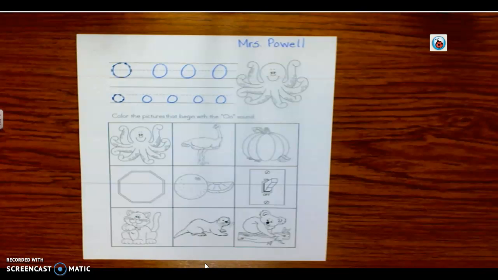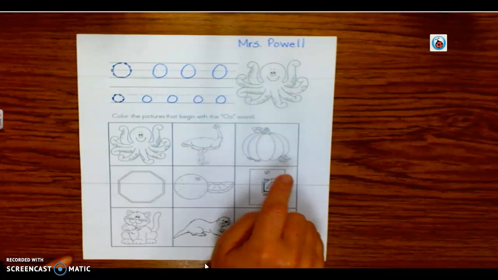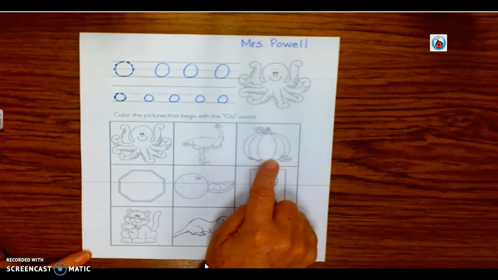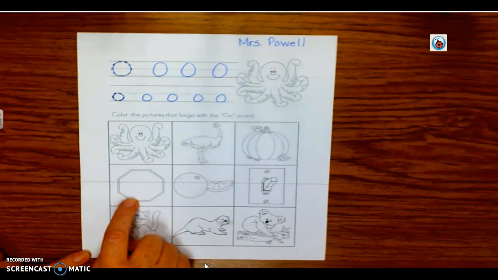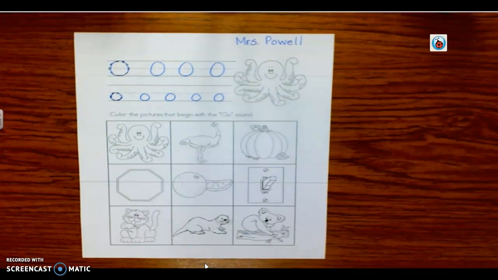Ostrich. Does ostrich start with an O? Yes, color that one. What about pumpkin? No. Go to the next row. What about octagon? Yes, that starts with a short O, so color it.